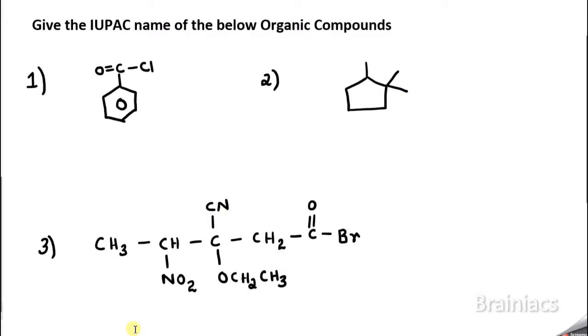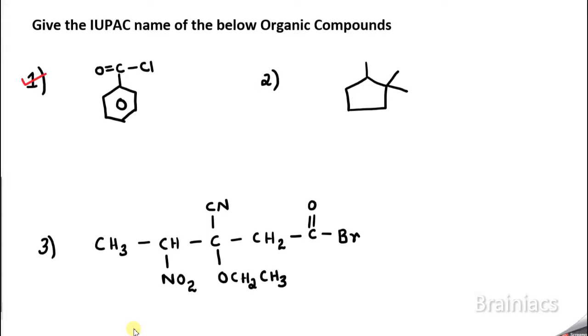So we have 3 new questions in front of you. We'll go to the first question. Okay, this is from the chapter Basic Concepts of Organic Chemistry. In the first question you could see here a benzene is connected to COCl.